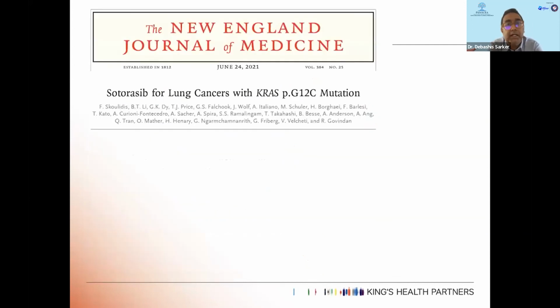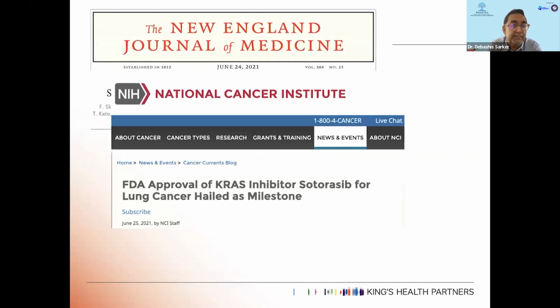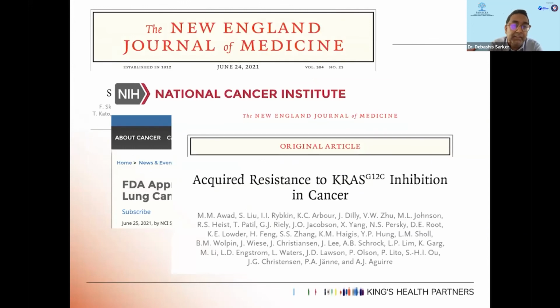However, subsequent follow-on studies have occurred. This is the phase 2 study, which then led to the FDA approval of sotorasib for lung cancer. And we now have greater understanding of acquired resistance to KRAS G12C inhibition based on some of those studies.